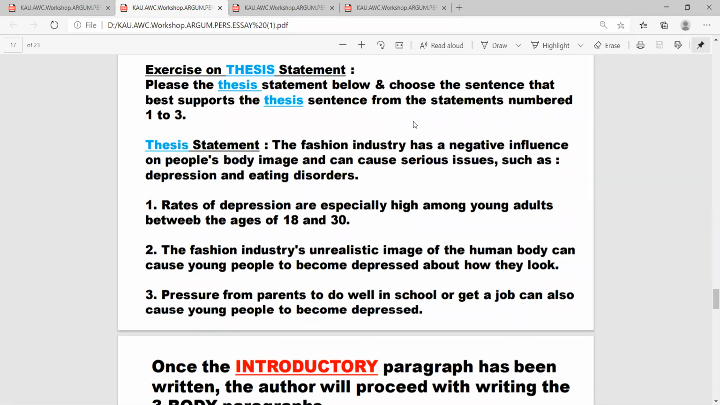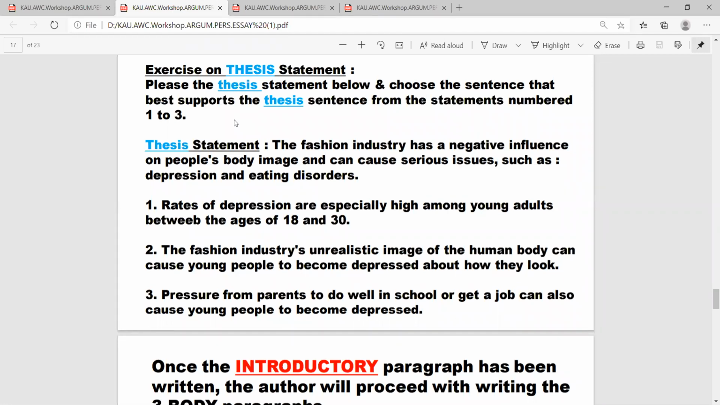Right. Oh, I'm so sorry here. There was a typo. I should have typed, please read the thesis statement. So I forgot to put read here. I don't know if I can put that now, if I can type it in. But anyway, please excuse that typo. I must have written that very quickly. Please read the thesis statement below and choose the sentence that best supports the thesis statement or thesis sentence.